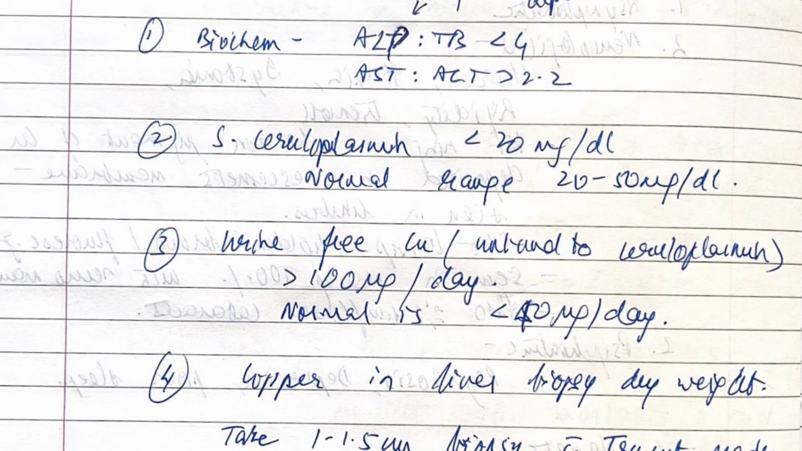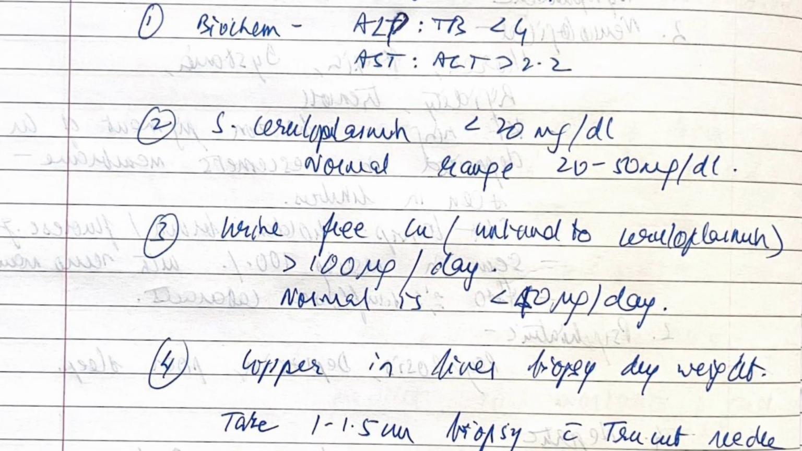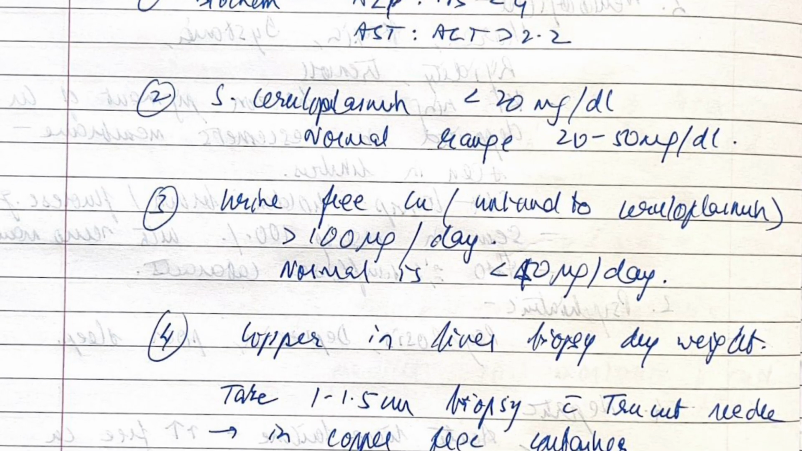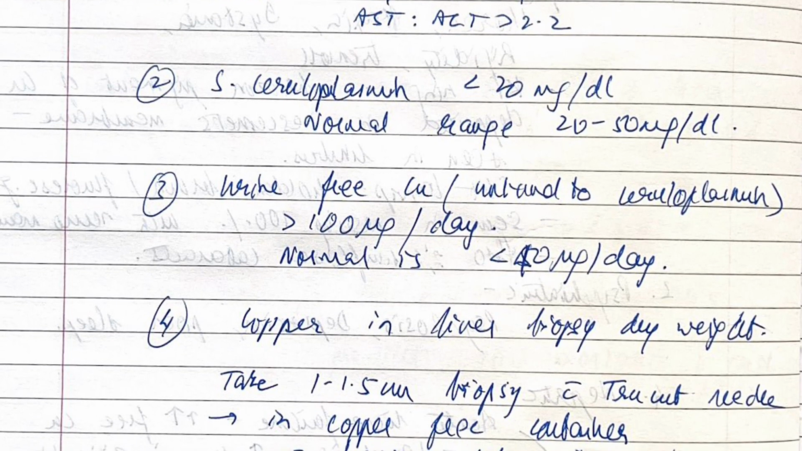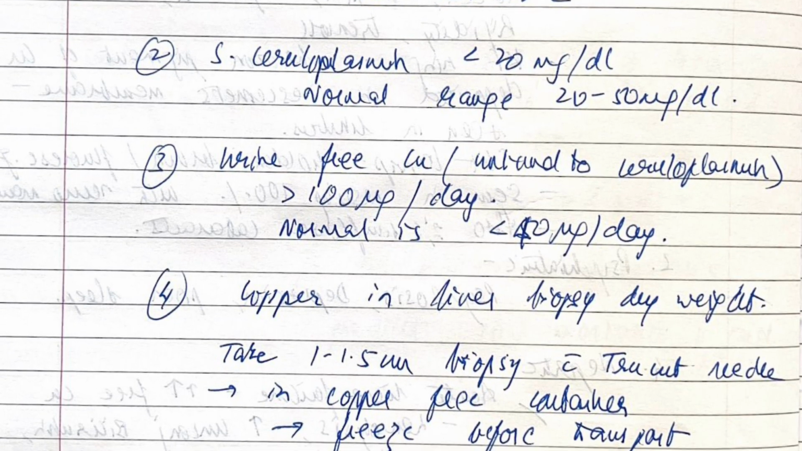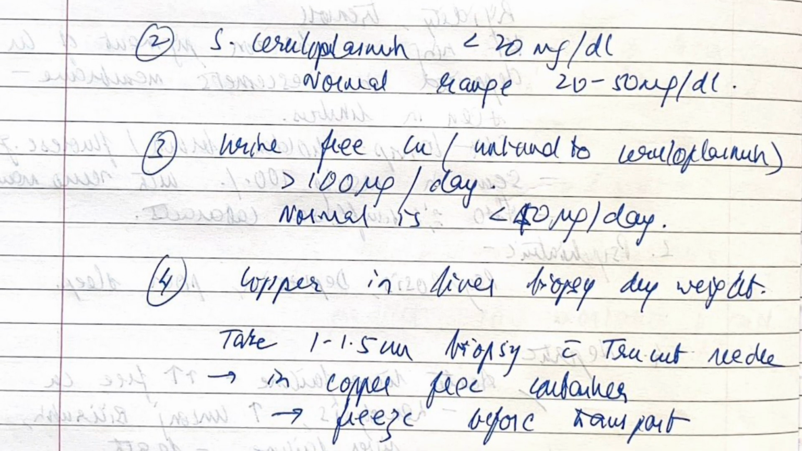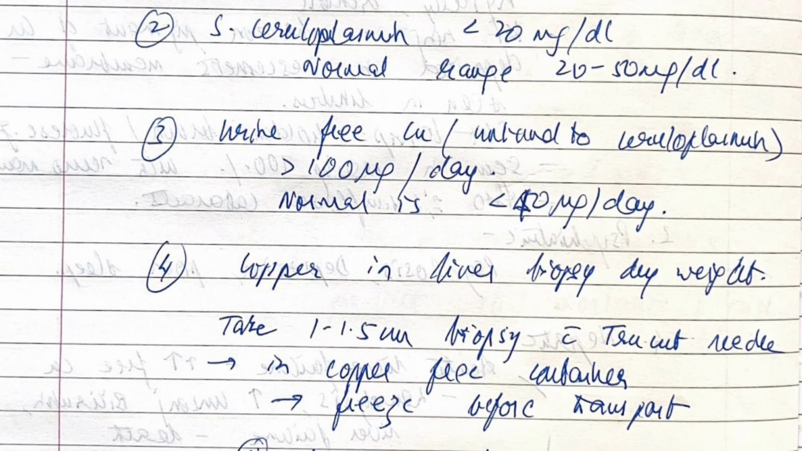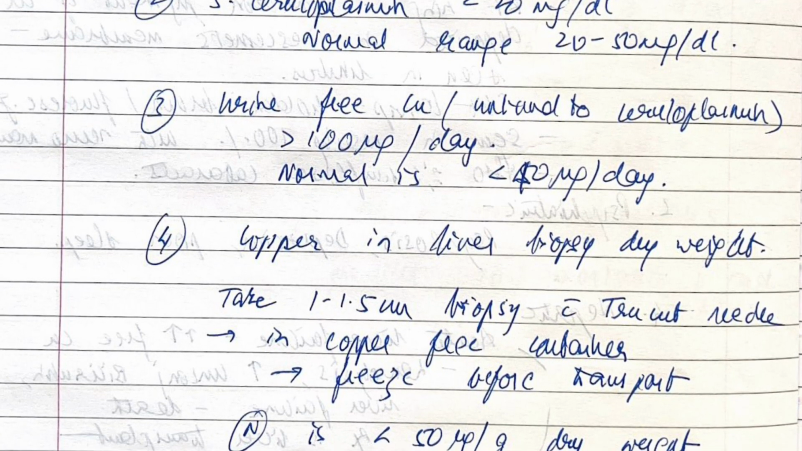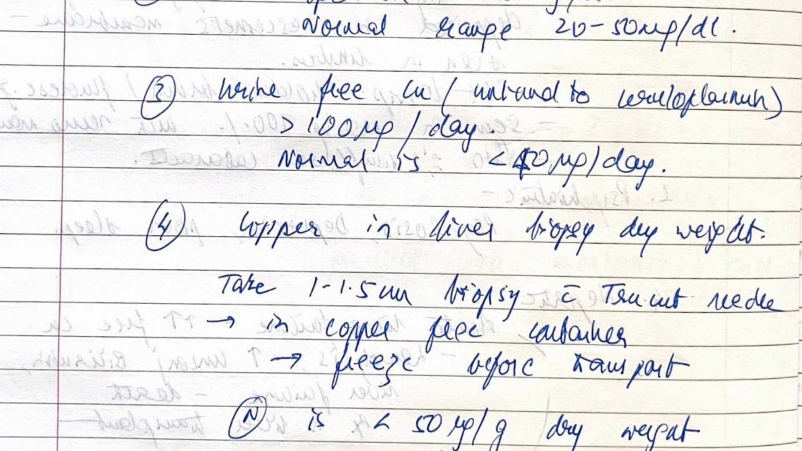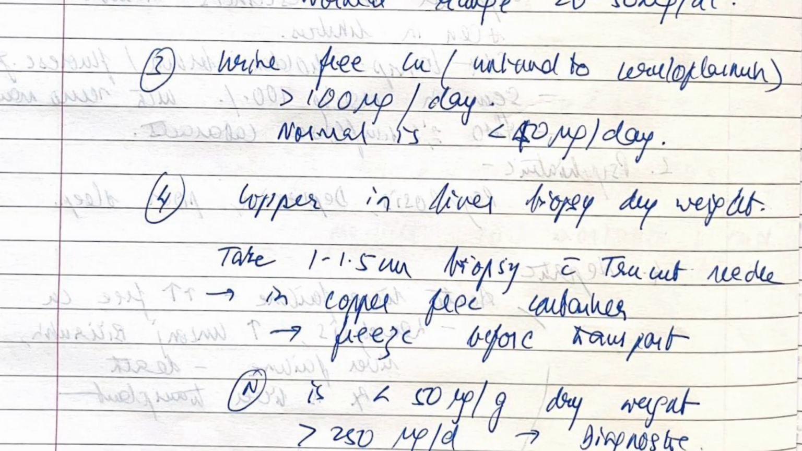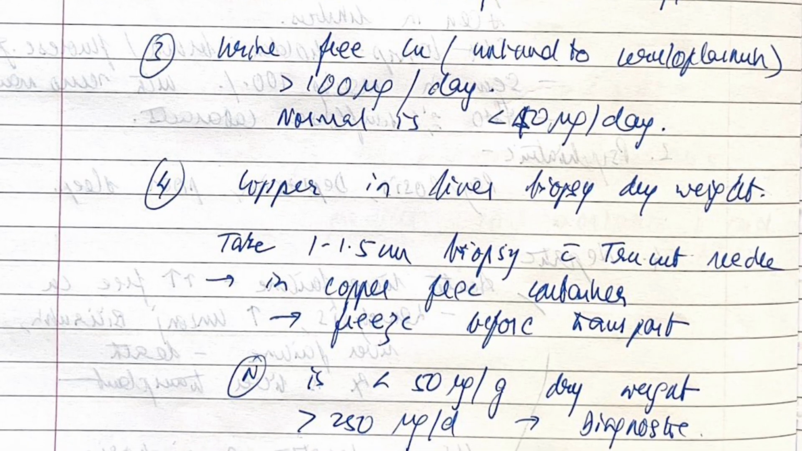Copper in liver biopsy by dry weight. You take 1 to 1.5 centimeters in a Trucut biopsy needle, and it should be in a copper-free container that you transport it in, and you should freeze the sample before transport. That's why it's called a freeze-dried sample. The normal would be less than 50 micrograms per gram of dry weight. More than 250 micrograms per gram is diagnostic.